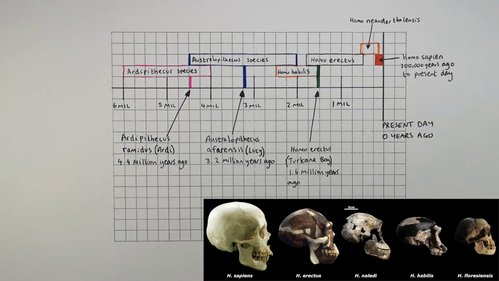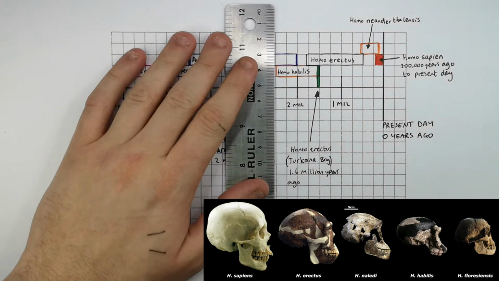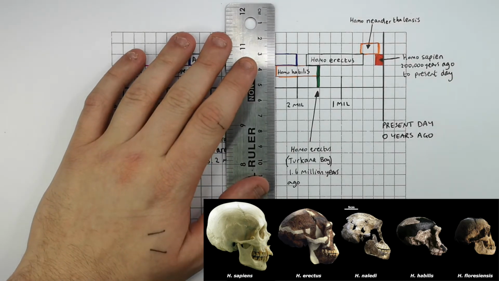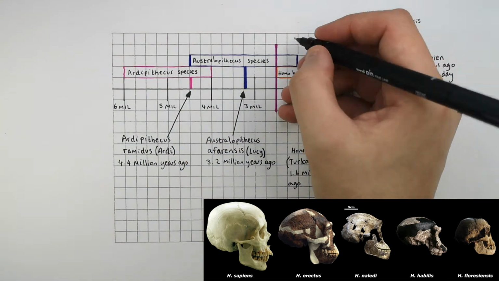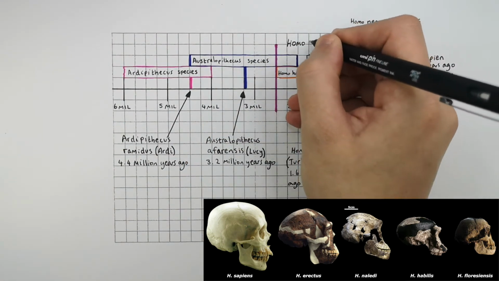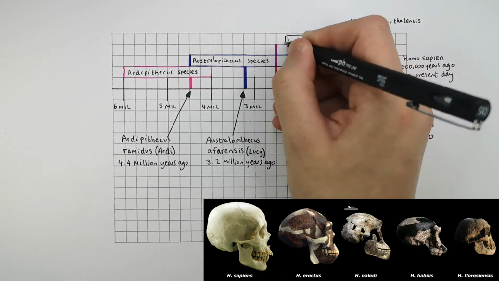So the genus Homo, which included Homo habilis, Homo erectus, Homo neanderthalensis and Homo sapiens, was first seen to have existed on Earth 2.5 million years ago. So these are the Homo species.